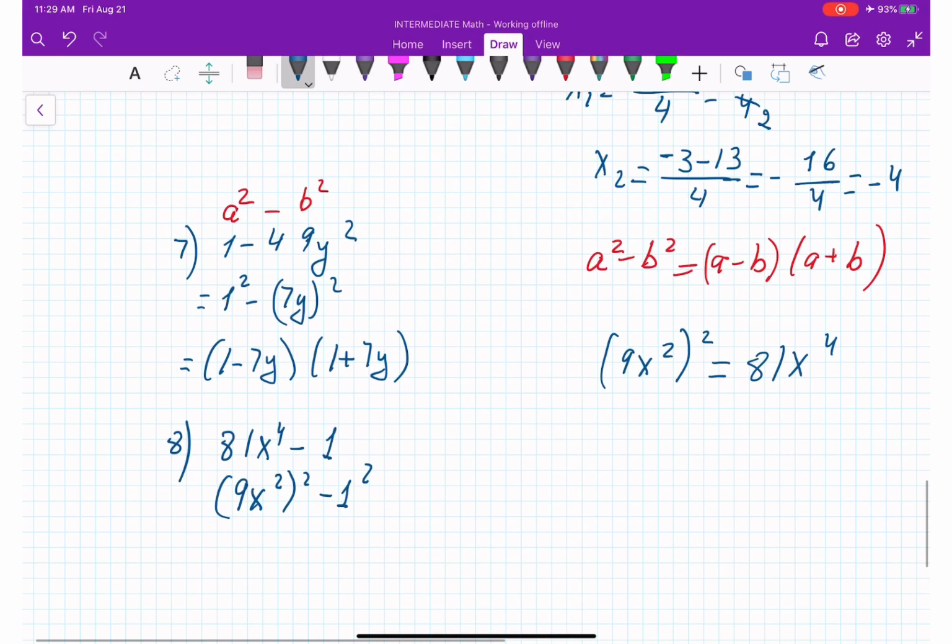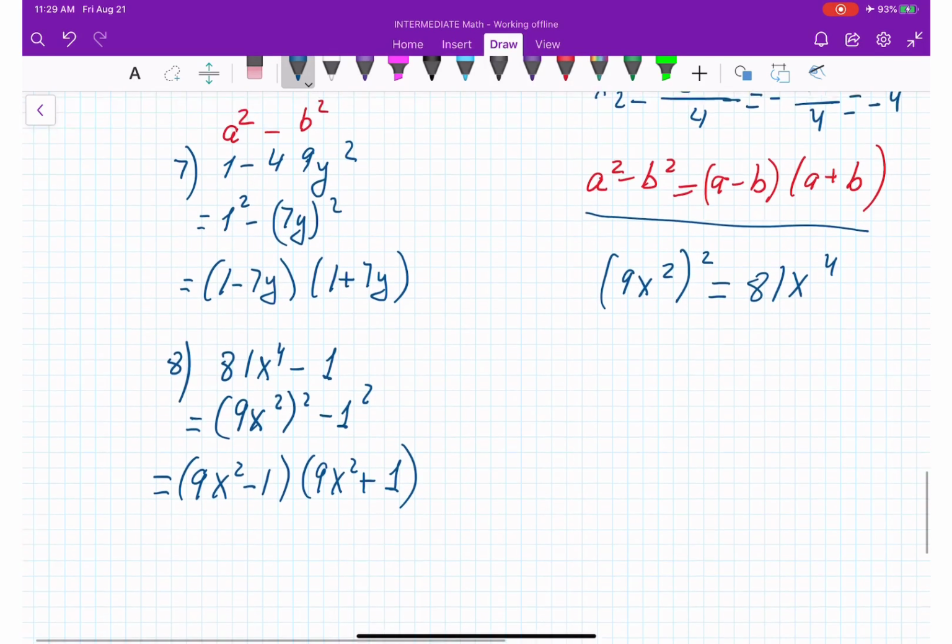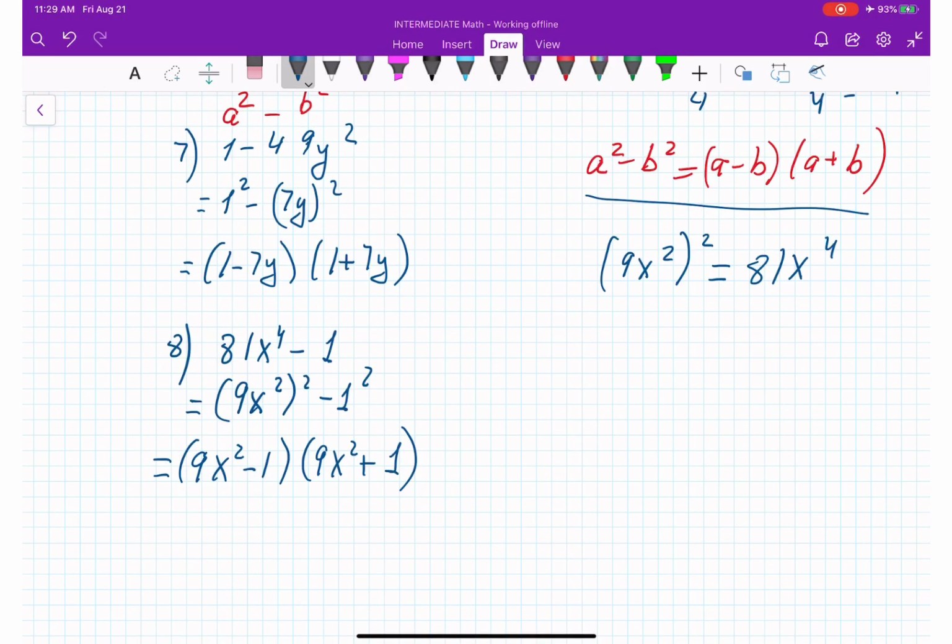Okay, so I will get 9x squared minus 1 times 9x squared plus 1, correct? We broke it down in the format of this formula. All right, now let's see, 9x squared minus 1, it's still I can apply the formula a squared minus b squared, right?